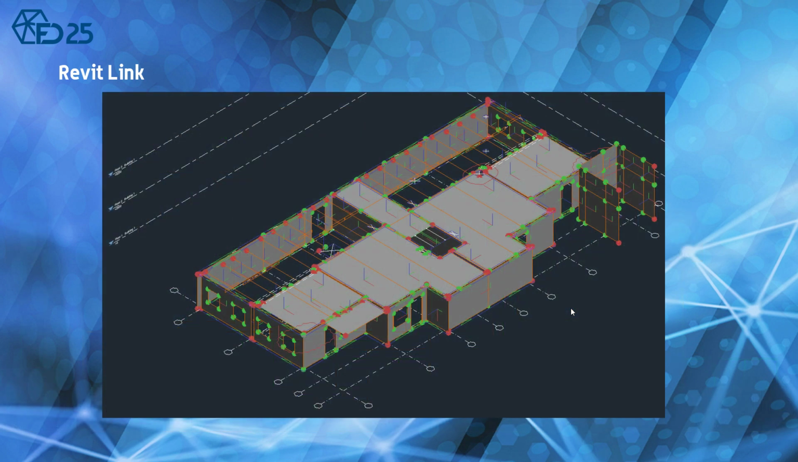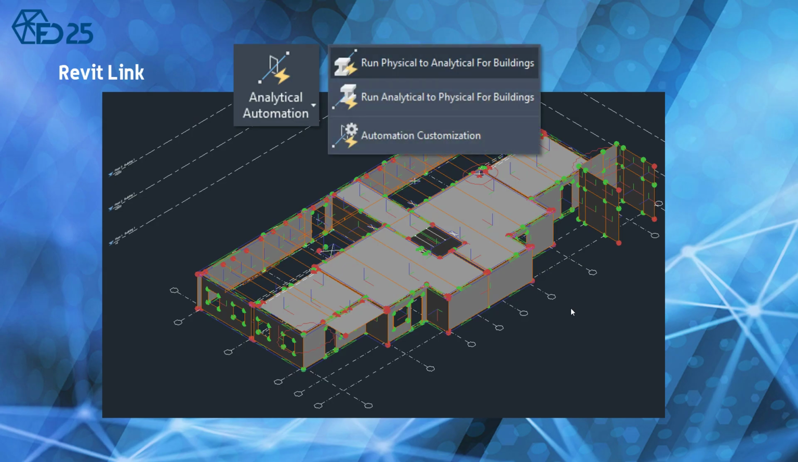Then we have a Revit model, and how it works in Revit. We can generate the automatic analytical model in Revit. And please keep in mind that this depends on how good Revit is at making those analytical models, so how good it is at connecting those elements together.